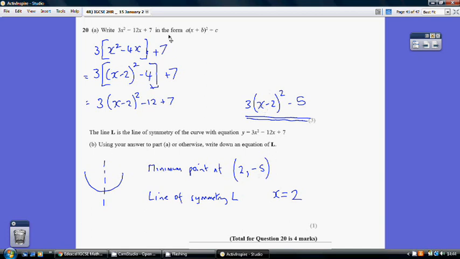We've got a positive parabola shape here, so I'm saying the minimum point is at 2, minus 5. So our line of symmetry is going to be going through the 2, minus 5. So this line of symmetry is the line x equals 2.